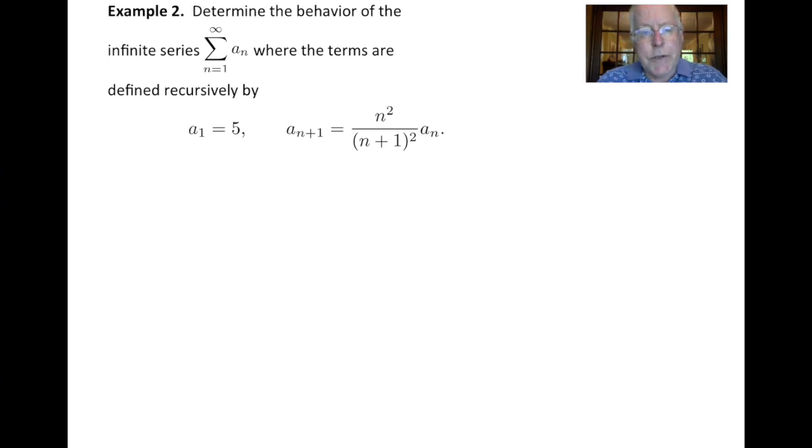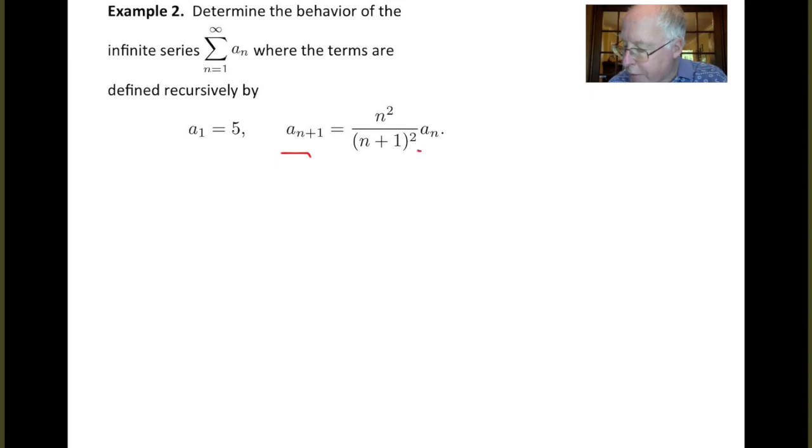Here's a slightly different sort. Here we aren't going to have the terms given to us immediately, but sometimes there's a relationship between one term of the series with the next. So let's look at the infinite series summation n equals 1 to infinity of a sub n. And suppose the terms are defined recursively. We're told a1 is 5. And then after that, we can get each successive term a sub n plus 1 if we know the one before it, a sub n. We're told a sub n plus 1 is n squared over n plus 1 squared times a sub n. And we'll delve into this a little more deeply later in this example.